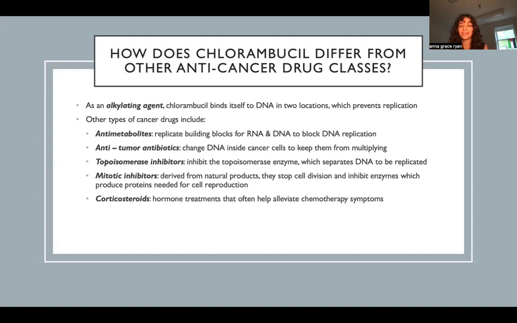Topoisomerase inhibitors inhibit an enzyme called topoisomerase, and what this enzyme does is it separates the two layers of DNA, allowing for each to replicate and to be joined by their base pairs. And inhibiting this enzyme stops this replication. And mitotic inhibitors are derived from natural products, and they stop cell division by inhibiting enzymes which produce proteins needed for cell reproduction.